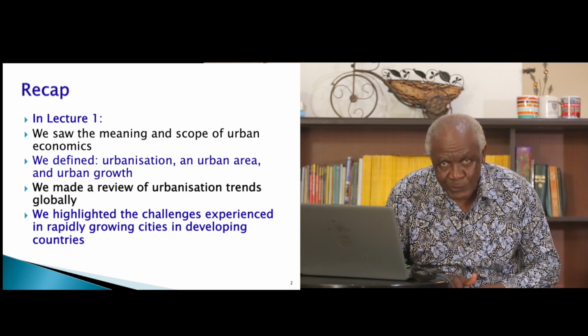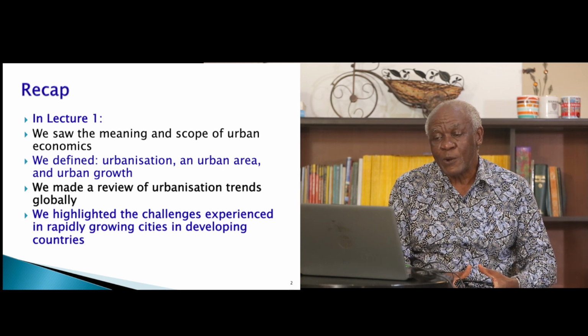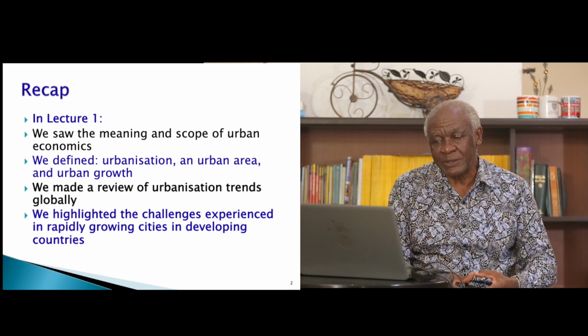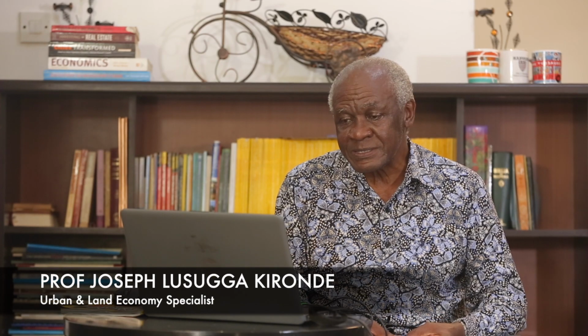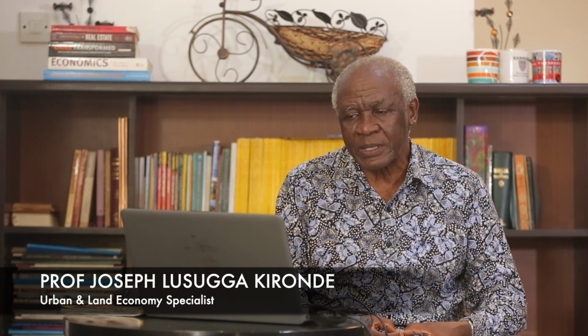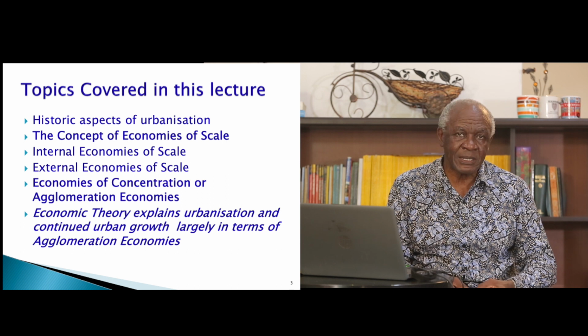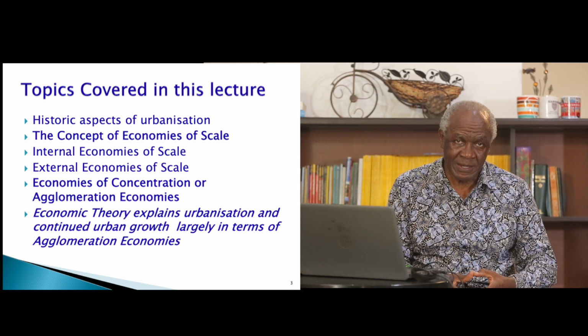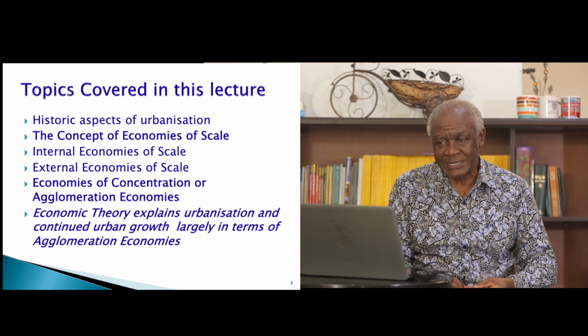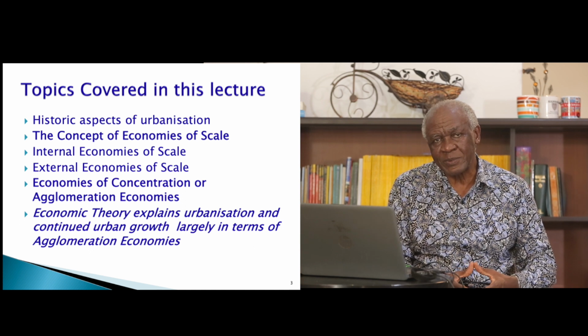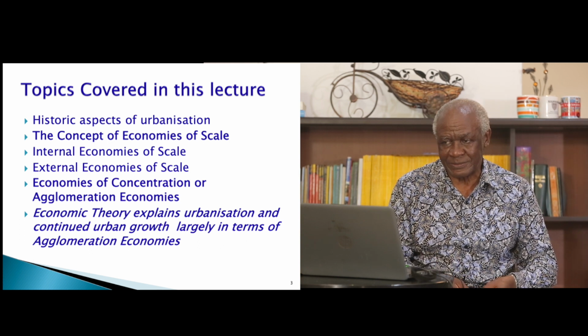In lecture number 1, we saw the meaning and scope of urban economics. We defined urbanization, an urban area, and urban growth. We made a review of urban trends worldwide, and we highlighted the challenges experienced in rapidly growing cities of Africa and other developing countries. In this lecture number 2, we cover the historic aspects of urbanization, but our focus is mainly on the concept of economies of scale, both internal and external, as well as agglomeration economies, on which economic theory is based to explain urbanization and continued urban growth.